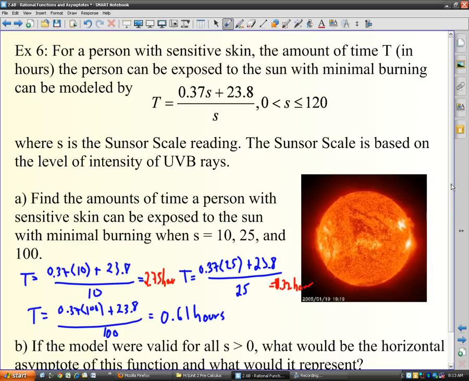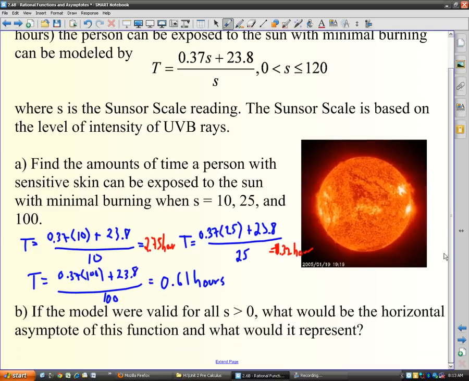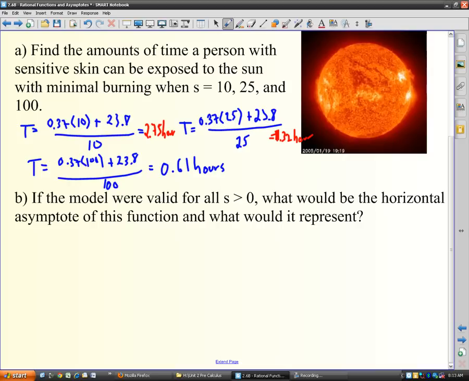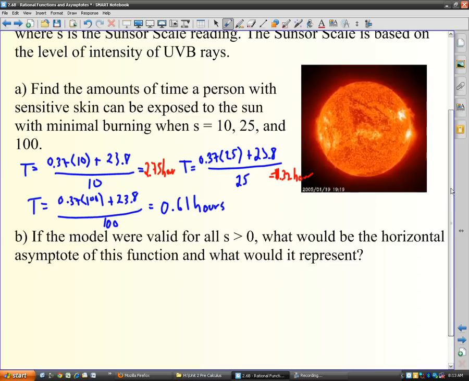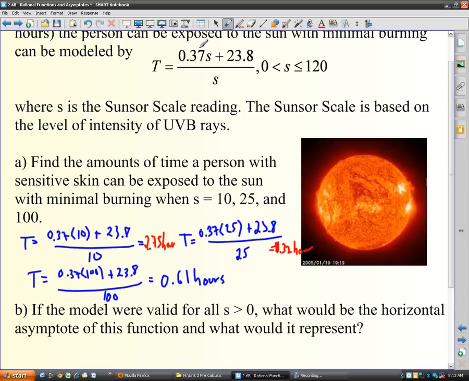So if this is a valid model, what would be the horizontal asymptote of this function, and what would it represent? Looking up here at our function, you'll notice that the degrees of our function match. So that would mean we take the leading coefficients and divide them. So our horizontal asymptote for this one is going to be y equals 0.37 over 1, but I'm not going to write it over 1 because there's no need to, since 0.37 is a good representation of this.